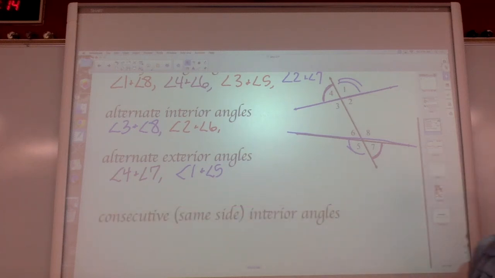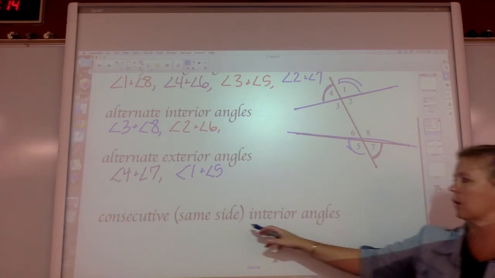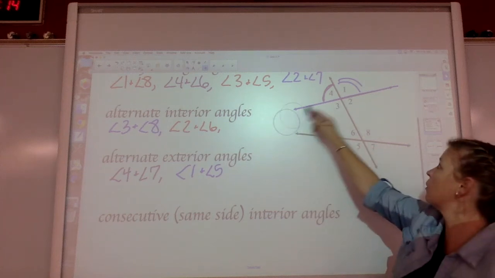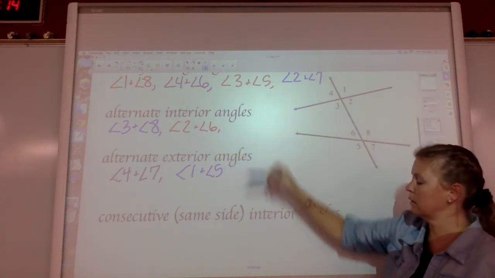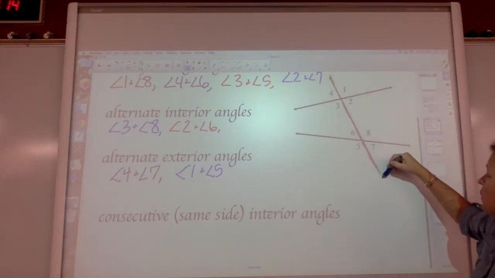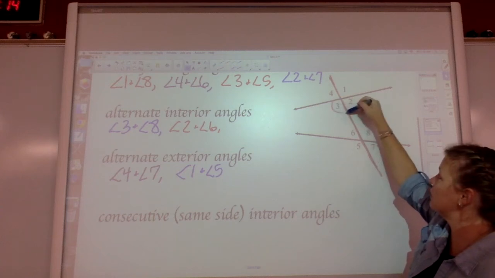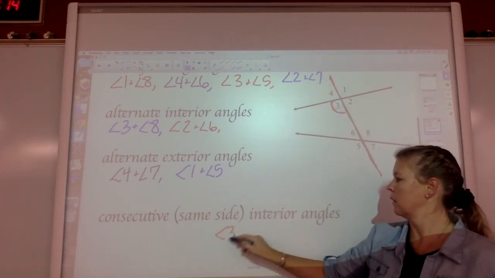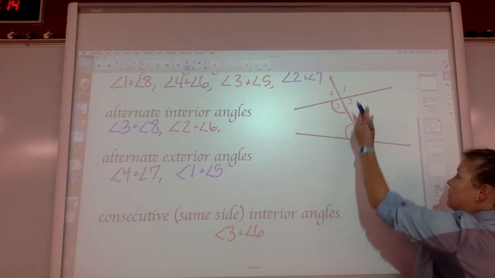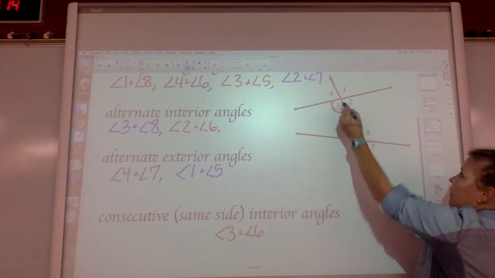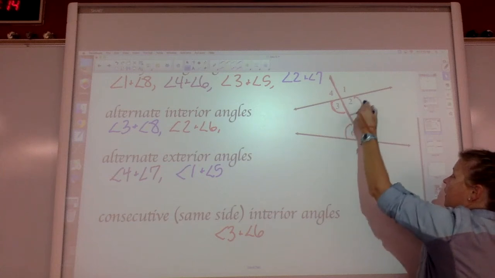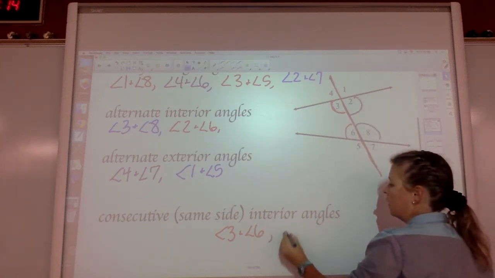All right, and the final one, consecutive, or sometimes also called same side interior angles. Okay, they're interior again, so we're back to interior, but it can't alternate back and forth. It has to be on the same side of the transversal. So if you put this transversal here and still talk about interior, angle 3 goes with angle 6. They're both on the same side of the transversal, but one from each side of the other line, interior. Angle 2 then goes with angle 8.